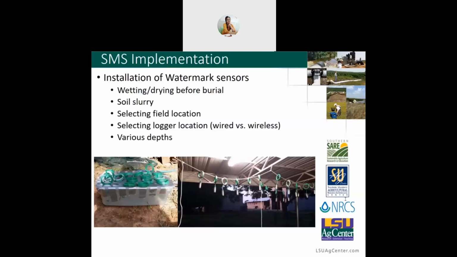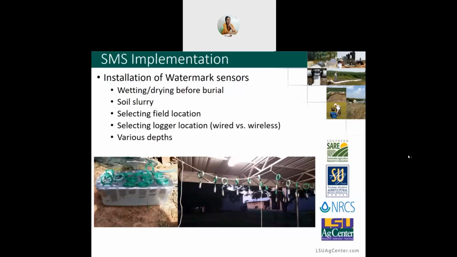You'll need to select a good field location that's representative of what you're trying to achieve. And then you also want to make sure that you select a good logger location. For example, if you're going to use a logger that these sensors have to wire directly into that does not have telemetry, then you may want to mount that logger at the edge of the field so that when you go to get the information from the logger, you don't have to walk through the field to get to it.